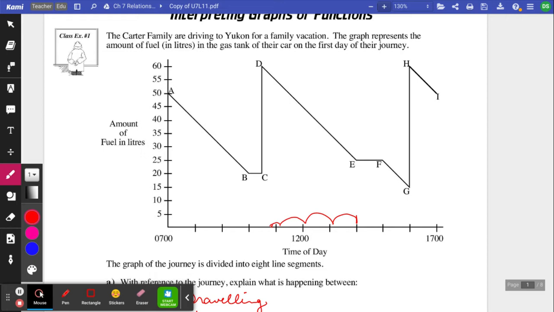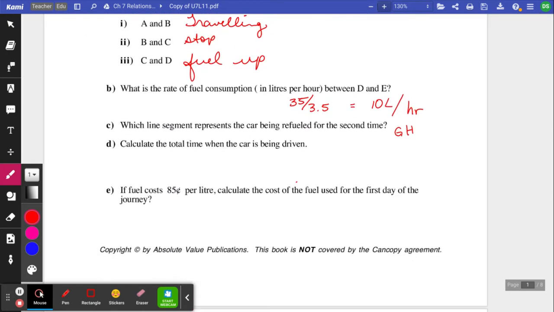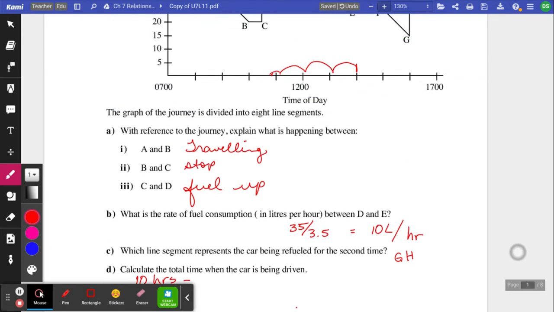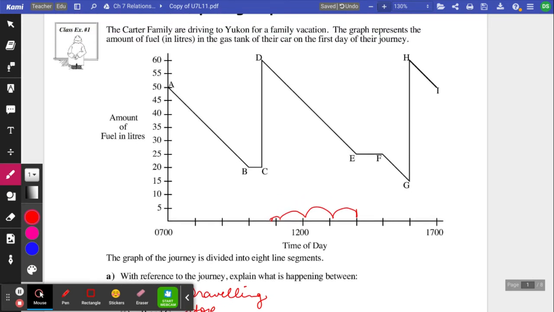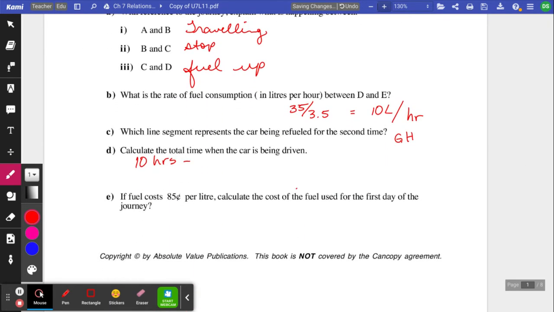We're starting at 0700 and we're driving to 1700. How many hours is that? 10 hours. Okay, good. And how much time do we need to take out of this picture? 1.5 hours. So we have a resting time from E to F. It looks like an hour here and a half an hour there. So we take away 1.5 hours and we get 8.5 hours. Correct?